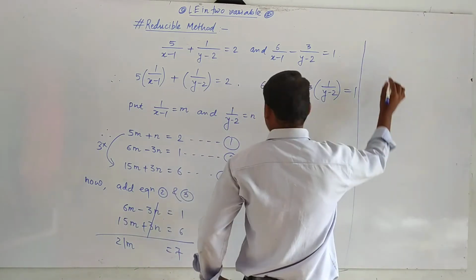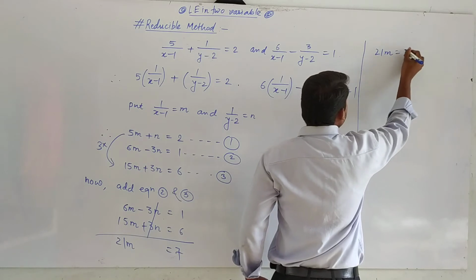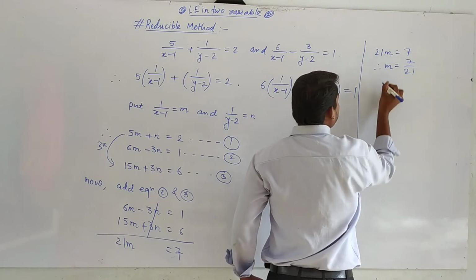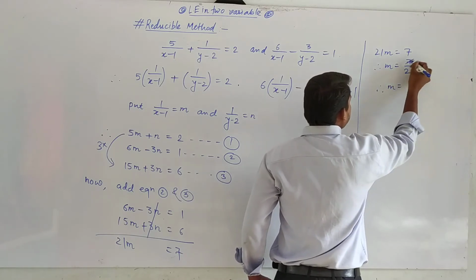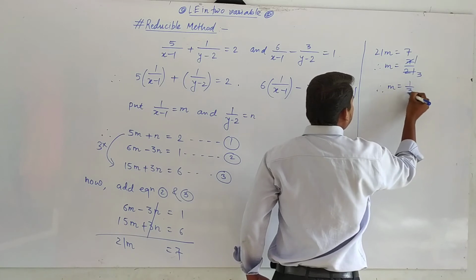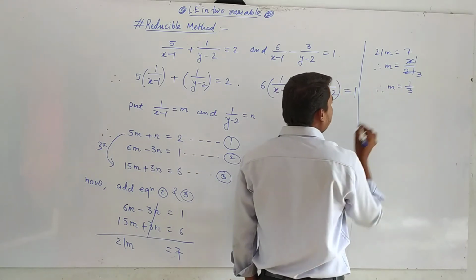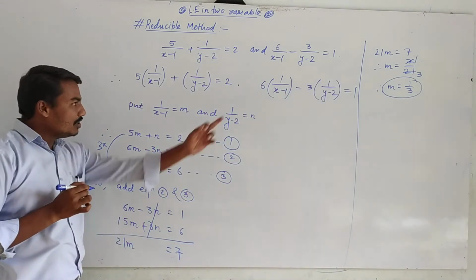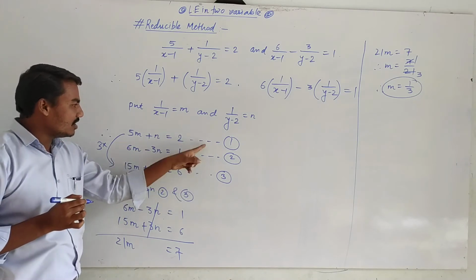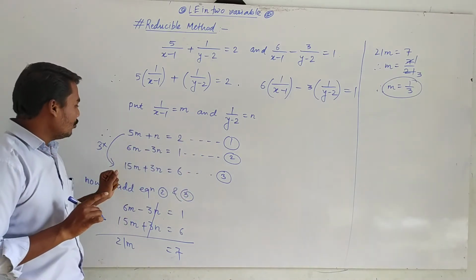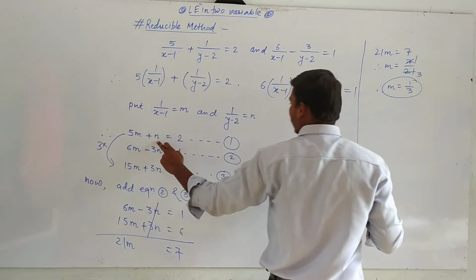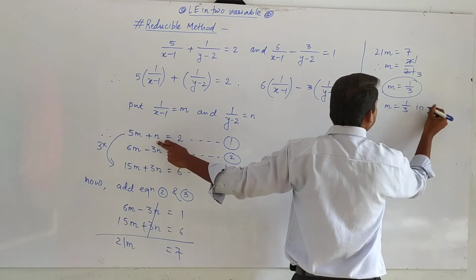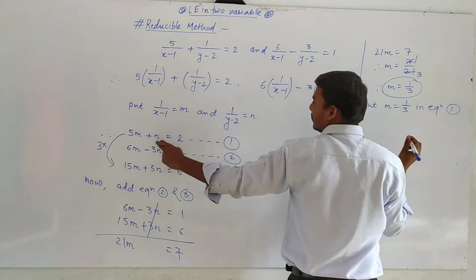So what will it become? 21m is equal to 7, so m is equal to 7 by 21, so m becomes 1 by 3. Now I got the value of m. Put this value of m in any one equation and find the value of n. So I want to put it in equation number 1. Put m is equal to 1 by 3 in equation 1.